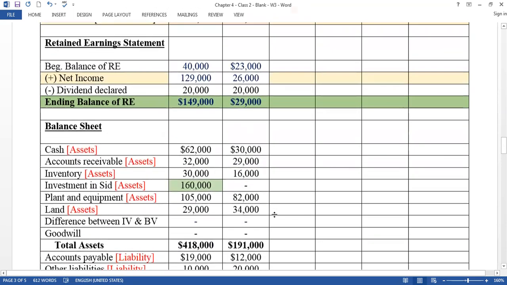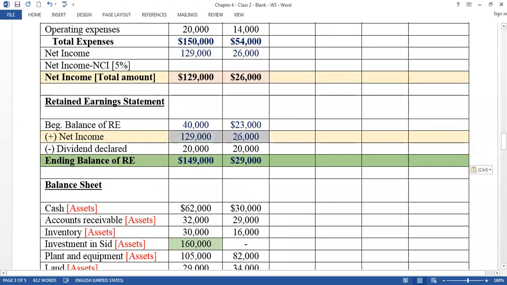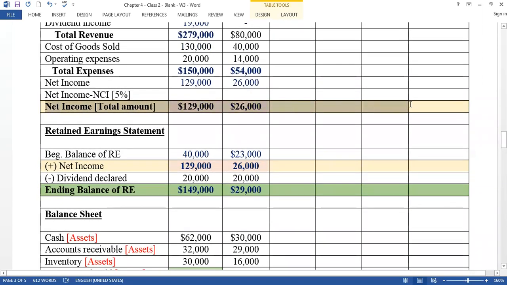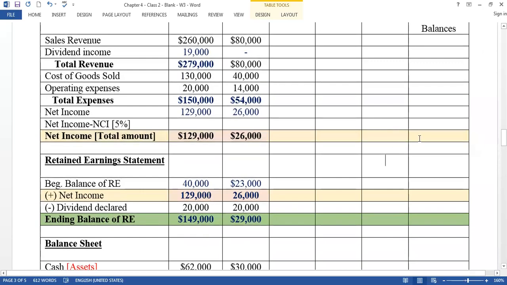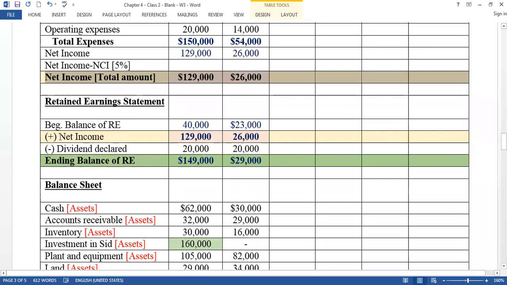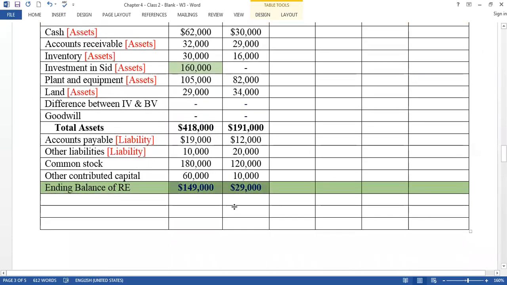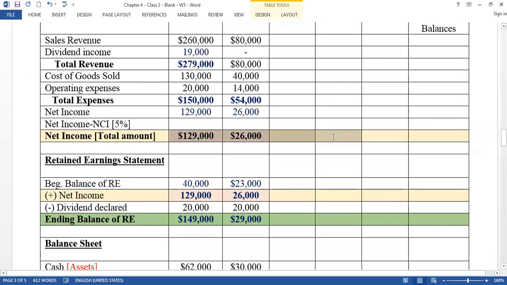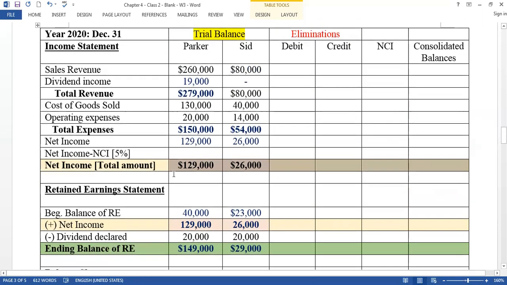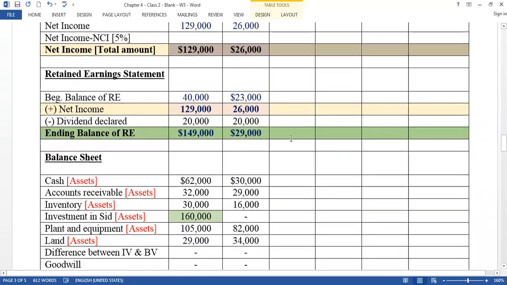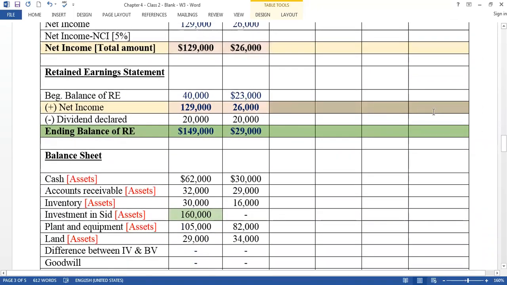Now I make a different color. There is a reason why I make a different color. You can see that this net income, this is pink, right? This net income is this net income, right? Then this retained earnings is this green retained earnings. So whatever you have in this cell, everything should come here. Clear? Otherwise you will make a mistake. That's why I make a different color.